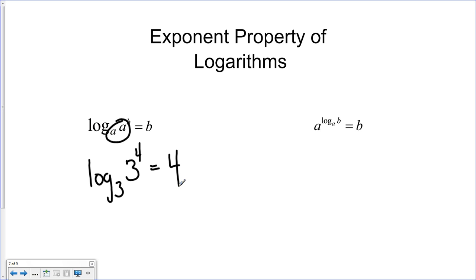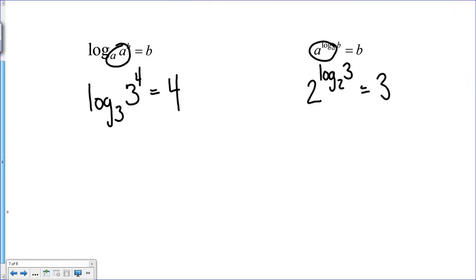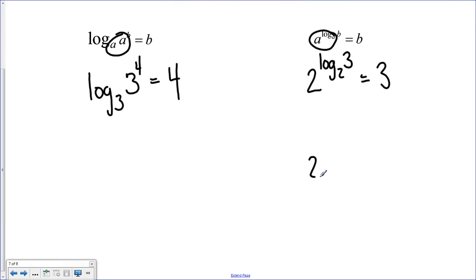Now another way that they cancel is if we see a log in the power. Again, we see some matching right here with the a's. So the number that the logarithm is an exponent on needs to match the log base. So if we have 2 raised to the log base 2 of 3, well, the 2 and the log base 2 are going to cancel, and we're just going to have 3.